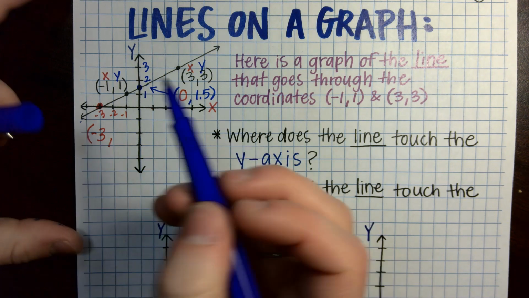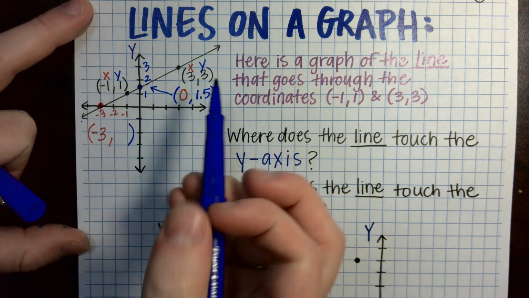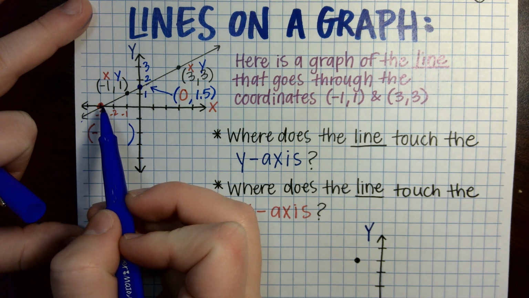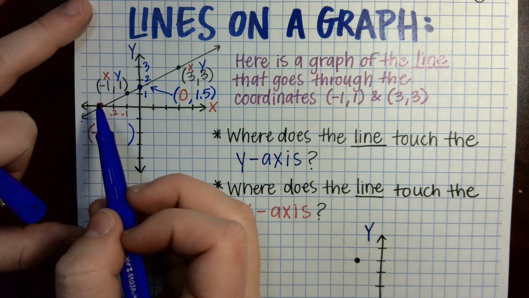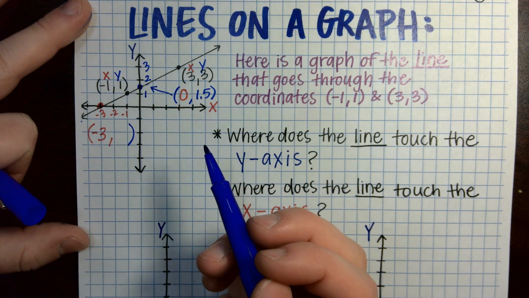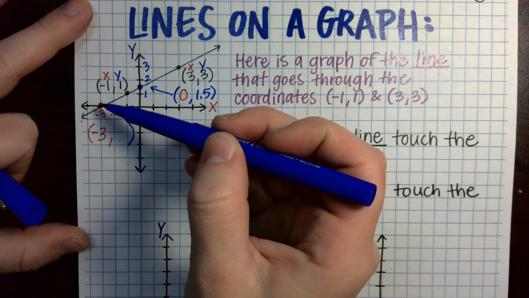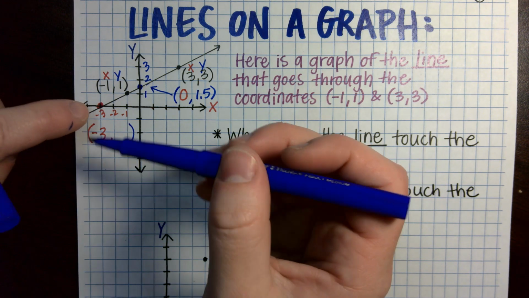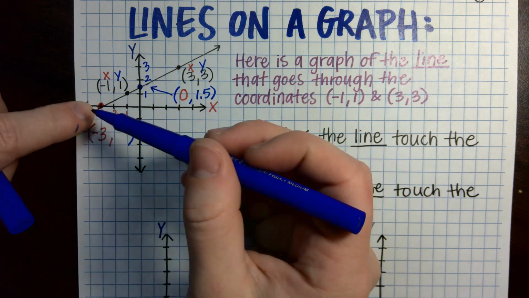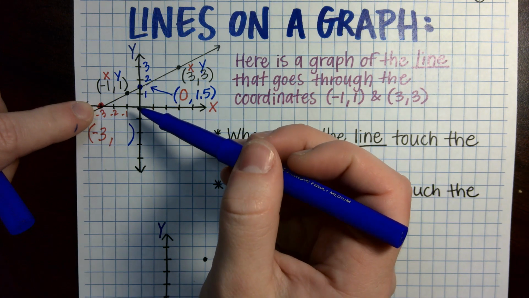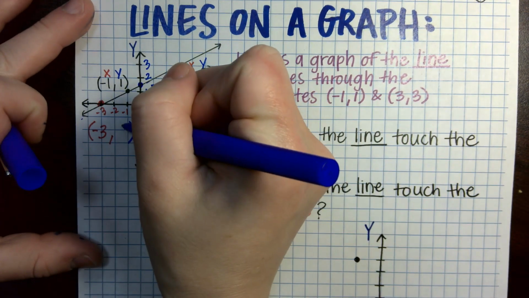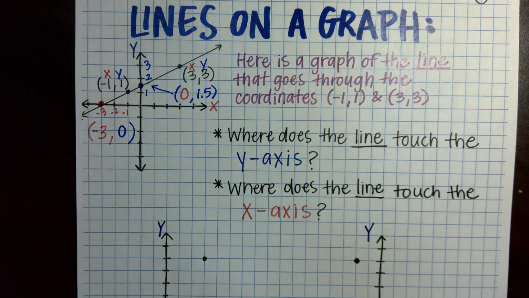How about for the next point we made, whenever x is -3, what's our y value? How far up or down do we go on this point? Nowhere. It lines up with right here on the y-axis. So also 0. Good.